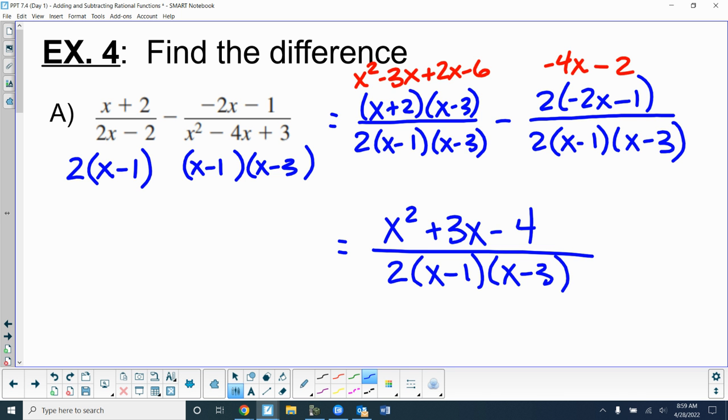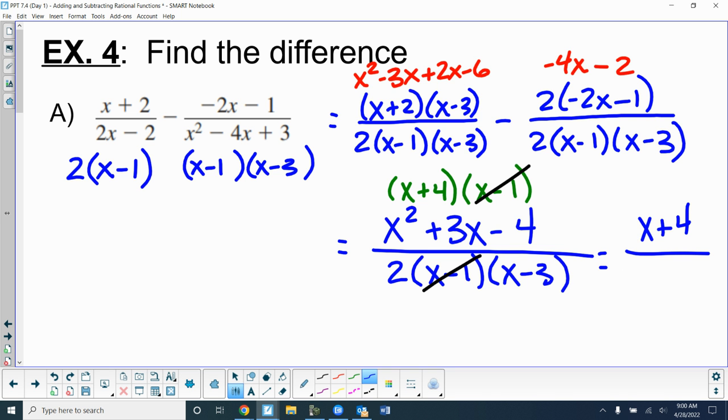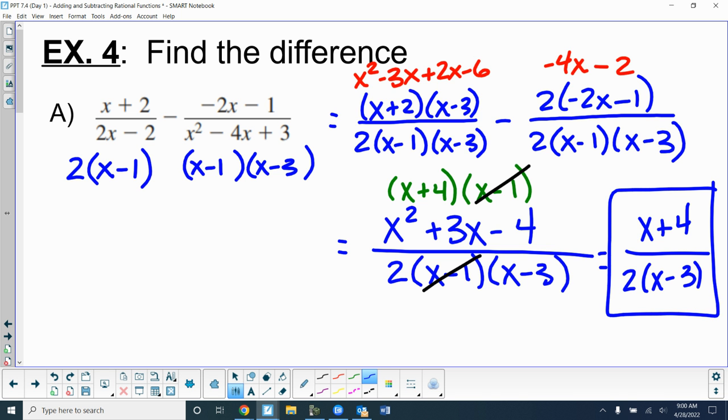All right. Are there factors of negative 4 that add up to positive 3? See if I can simplify. 4 and negative 1. Yeah, 4 and negative 1. So, I'll do it in green. This factors into x plus 4, sorry, and x minus 1. Do you see any factors that are the same, like we had yesterday? Yeah, the x minus 1s, right? So, those will cancel. So, my final answer: top is x plus 4, and bottom is the 2 and the x minus 3. So there's our final answer to that subtraction problem.